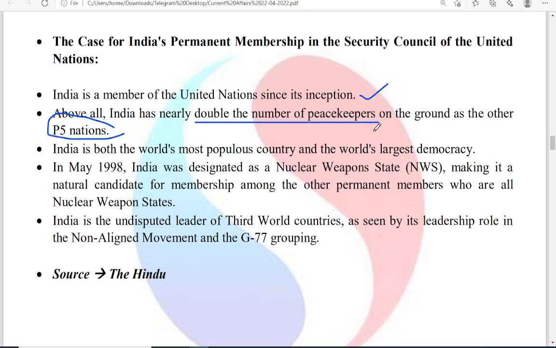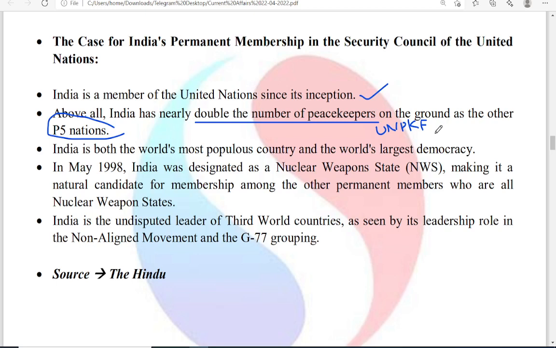You know what peacekeepers are? The United Nations peacekeeping force is nothing but armed groups only. They will protect the refugee camps, they will protect the civilian areas in the war zones. They want to keep the peace as far as possible. They want to avoid the wars. So they will protect the civilians.